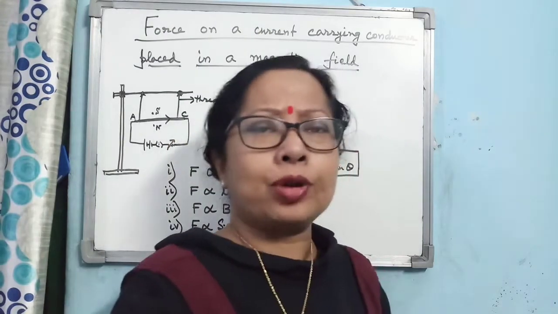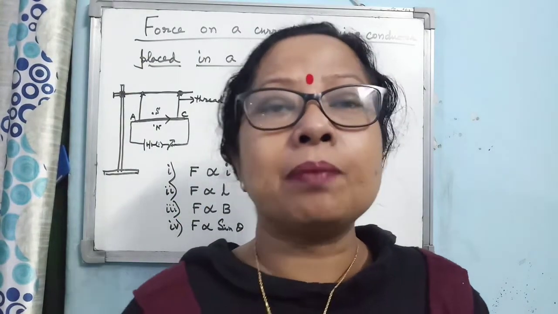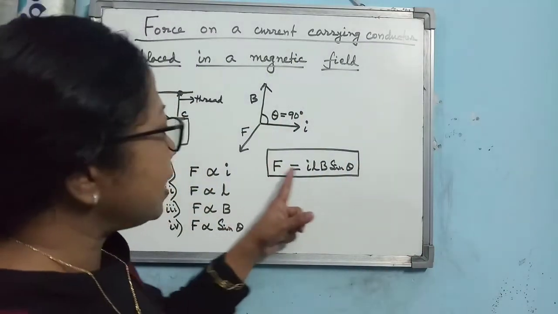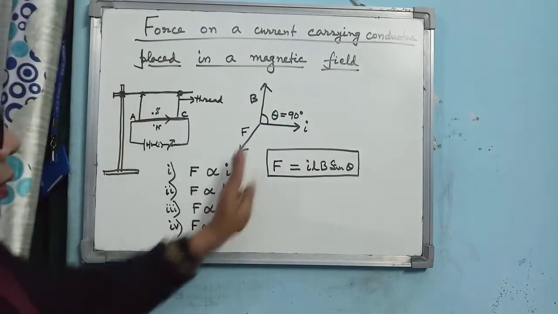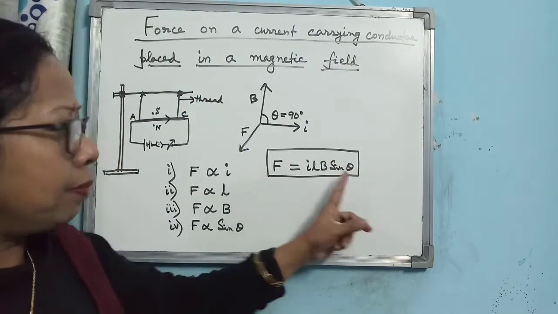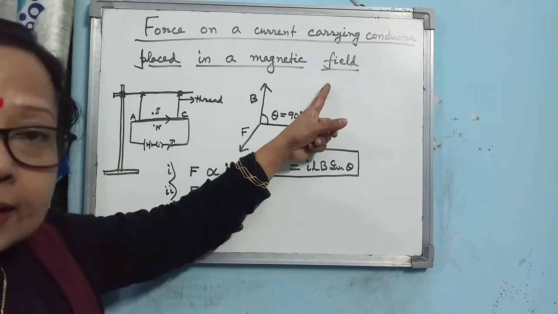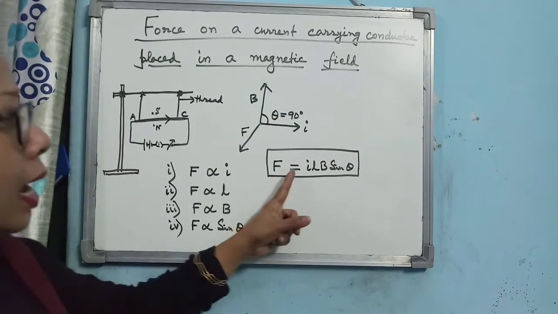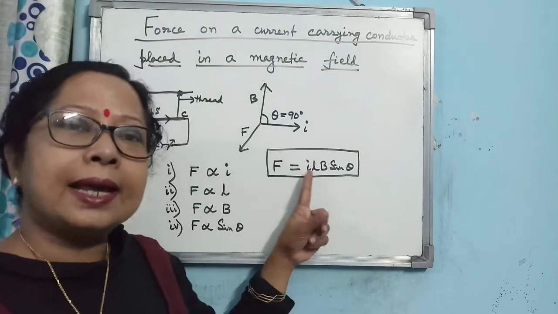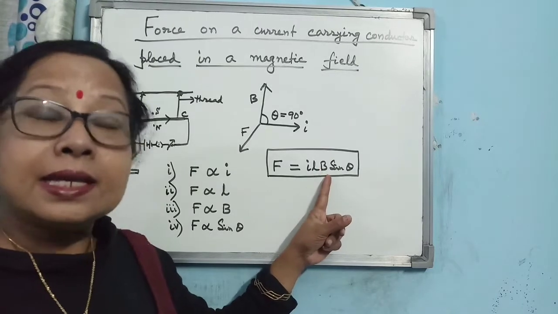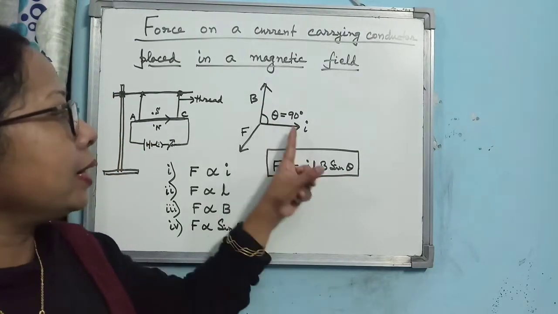So what you have to remember for your board exam, point wise: when a current carrying conductor is placed in a magnetic field, it experiences a force. Forget whatever I said so far, forget the Lorentz force, but you have to remember this: whenever a current carrying conductor is placed in a magnetic field, the force it will experience is ILB sine theta. I is the current passing through the conductor, L is the length of the conductor, B is the magnetic field strength, and theta is the angle between I and B.